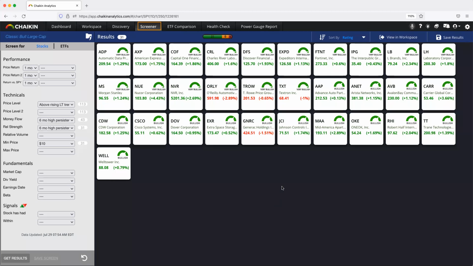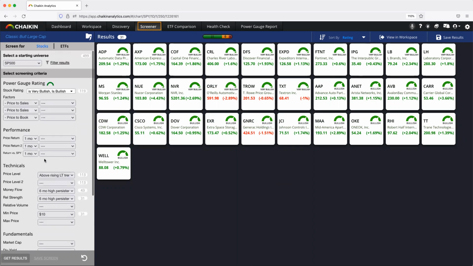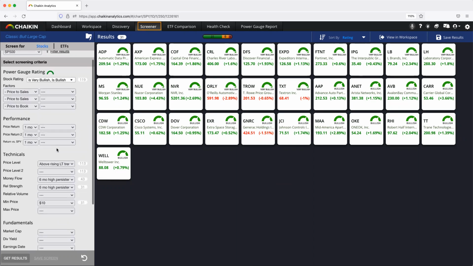And just like that, we find 31 results. These are great stocks to throw in a watch list. Keep your eye on these stocks that have been outperforming, that have been accumulated, that are above a rising long-term trend line here for many, many months. But of course, we can also modify this, right?